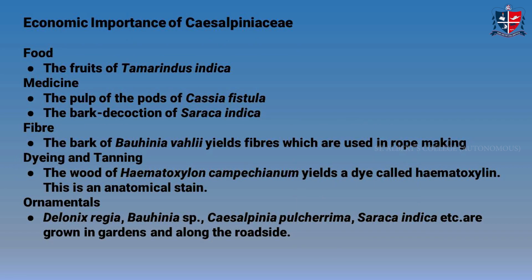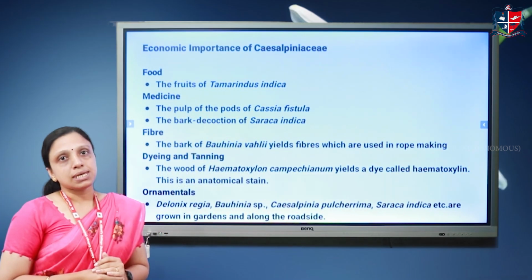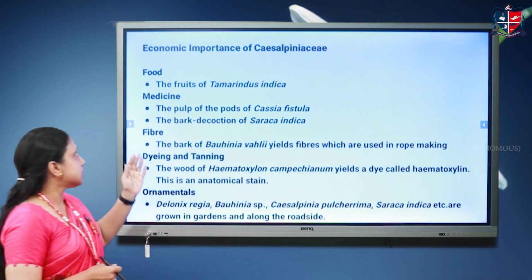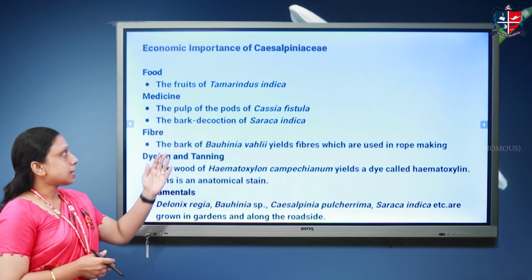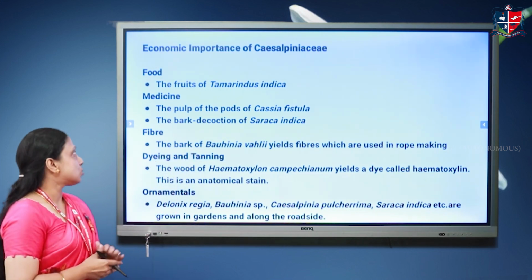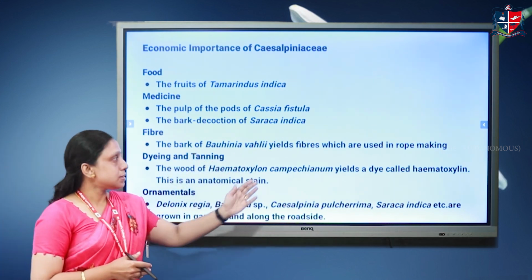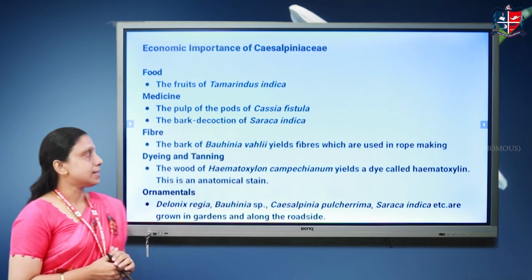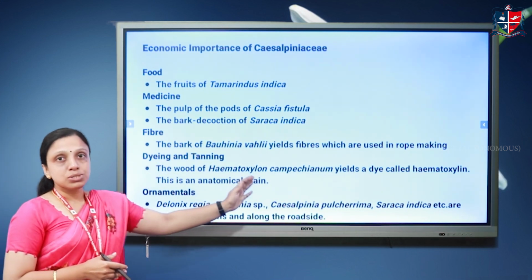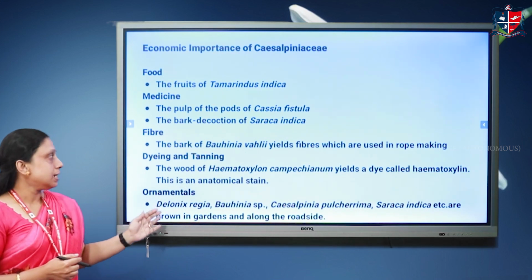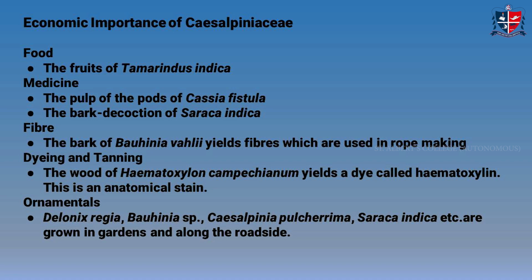Next, about the economic importance of Caesalpiniaceae. Some of the members are used as food. The best example is the fruits of Tamarindus indica. Some are used as medicines like Saraca indica, Cassia fistula. Then the bark of Bauhinia vahlii yields fibers that are used in rope making. Some are used in dyeing and tanning industry. Hematoxylin, an anatomical stain, is obtained from the wood of Haematoxylum campechianum.